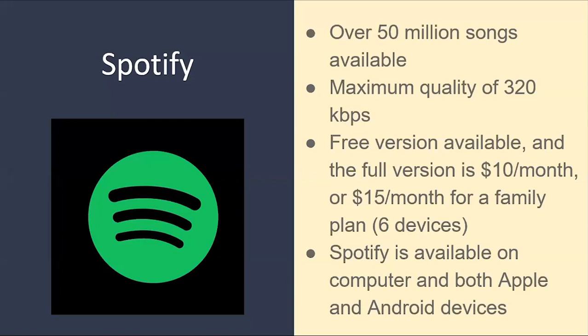Alexa, did you want to cover Spotify? Yep. So Spotify has over 50 million songs. It can be downloaded on your tablet or your phone. It has a maximum quality of 320 kilobits per second. There is a free version available, and the full version is $10 a month and $15 a month for family plans, which covers up to 6 devices. So similar to the last two that we looked at. Spotify is available on computer and both Apple and Android devices.